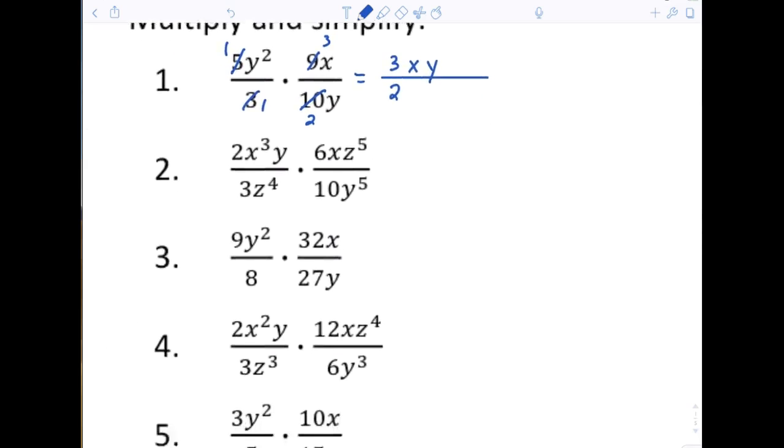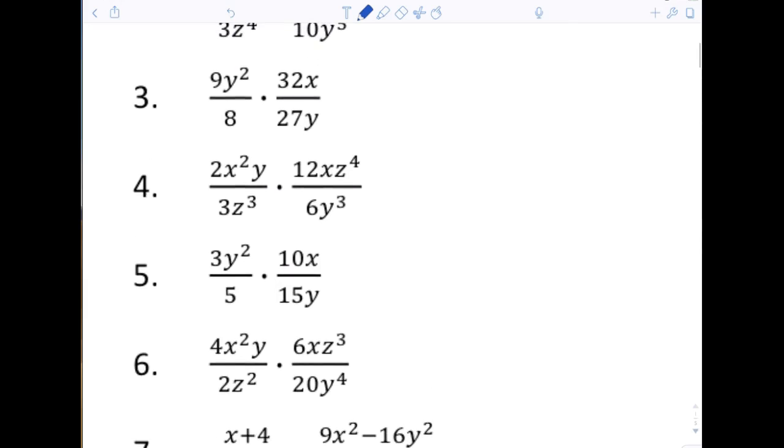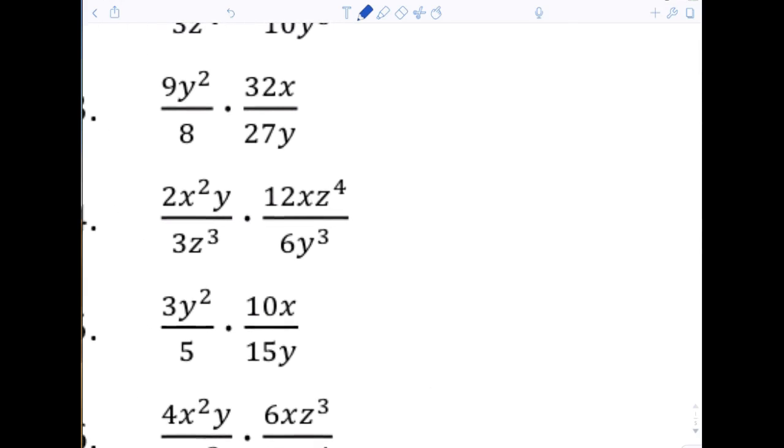All right, so let's take a look at number 4. Let's just reduce. All right, so 2 goes into 2, and 2 goes into 6. Beautiful. And then the 12 and the 3 can reduce to 4 and 1. So again, the top is 1 times 4. The denominator is 3 times 1, which is 3.